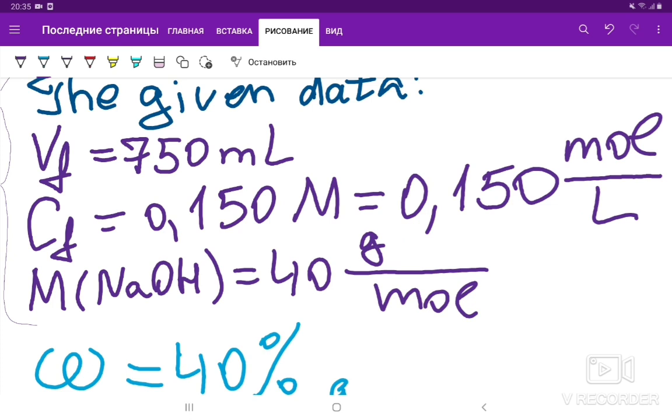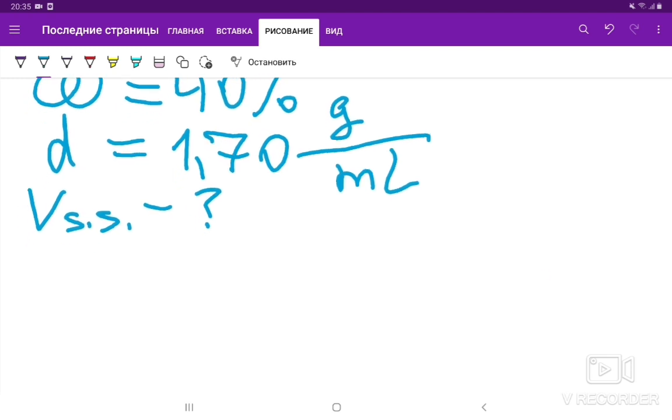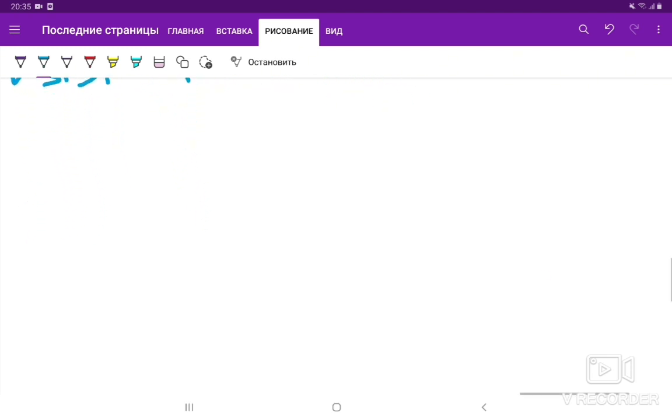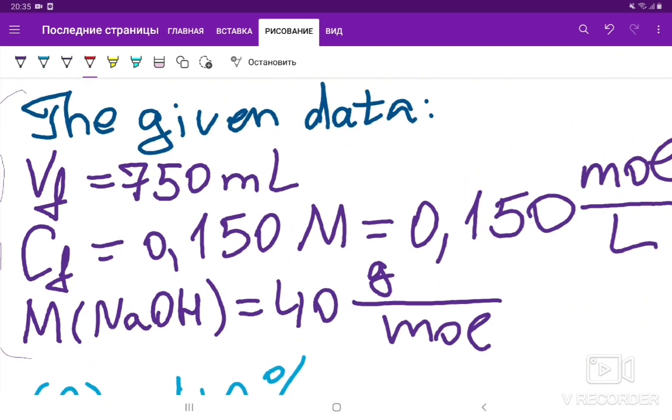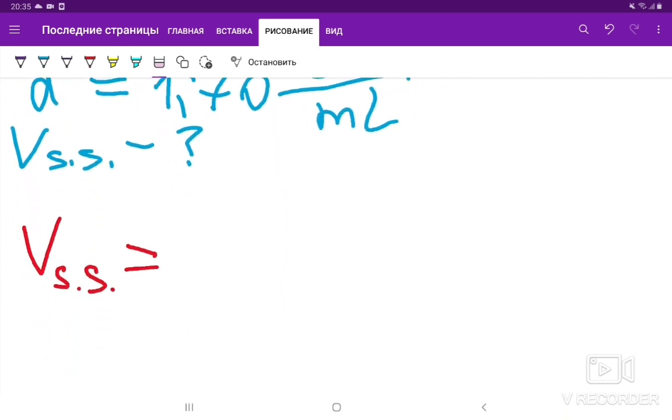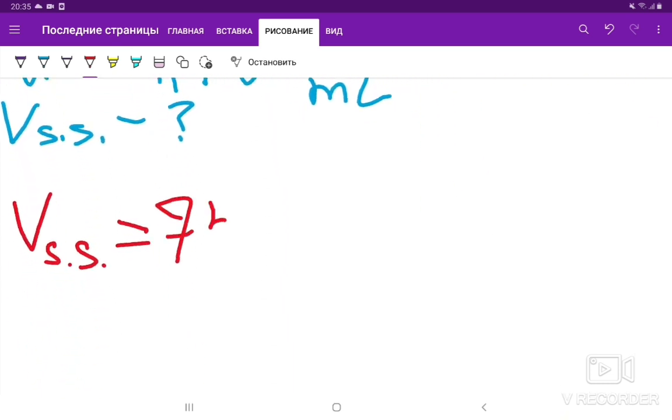Now we start solving the problem. Let's use the dimensional analysis method. What do we need? We need to find the volume of the stock solution. And let's see what we have. We have 750 milliliters of sodium hydroxide, yes? So we write here 750 milliliters of sodium hydroxide.